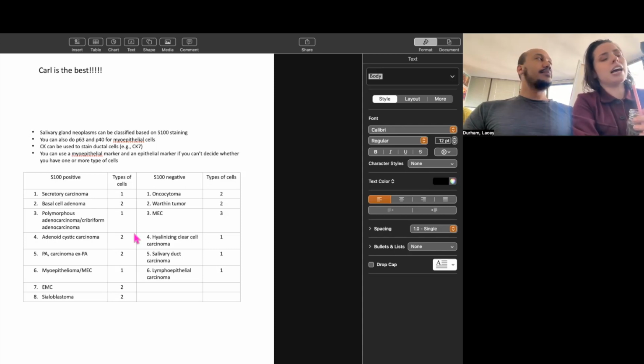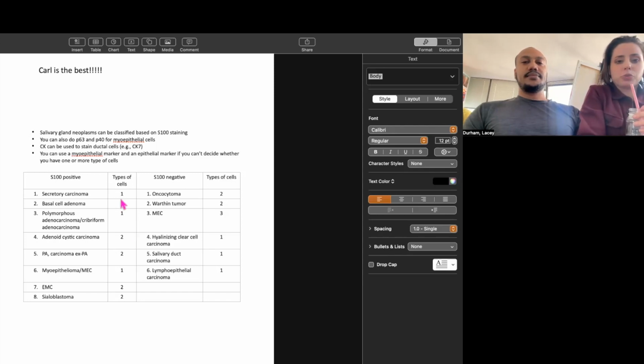S100 is going to be highlighted in half of these salivary gland tumors, as is seen in this chart here. CK7 is going to highlight a cell population that is epithelial, and P63 is going to highlight a cell population that is myoepithelial. And for the types of cells in this column, where you see one type of cell, it doesn't necessarily mean it's either epithelial or myoepithelial.